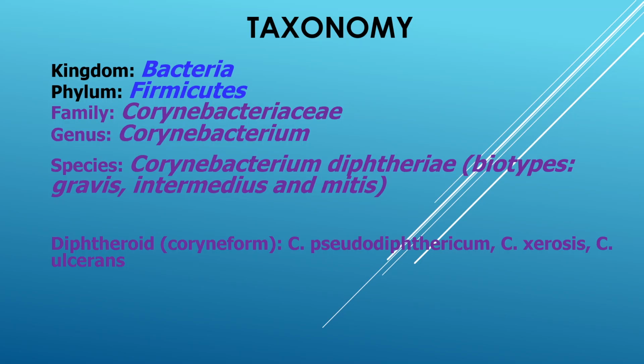Taxonomy: Kingdom Bacteria, Phylum Firmicutes, Family Corynebacteriaceae, Genus Corynebacterium, Species Corynebacterium diphtheriae, biotypes gravis, intermedius and mitis, and species diphtheroid coryneform: Corynebacterium pseudodiphtheriticum, Corynebacterium xerosis, and Corynebacterium ulcerans. These microorganisms cause another disease.